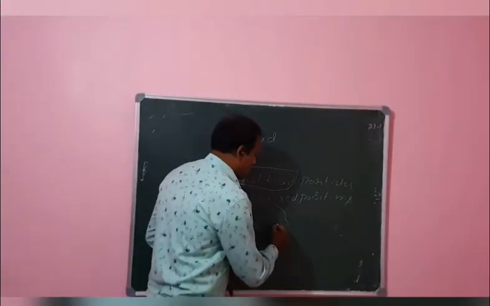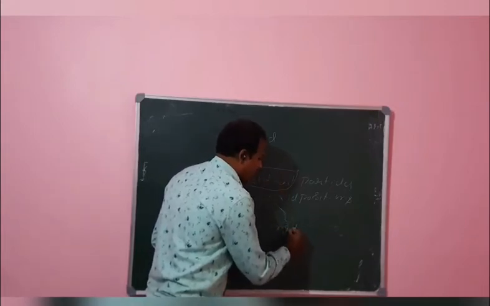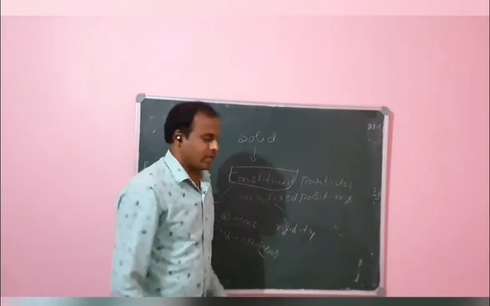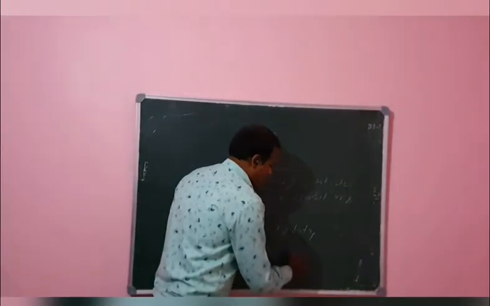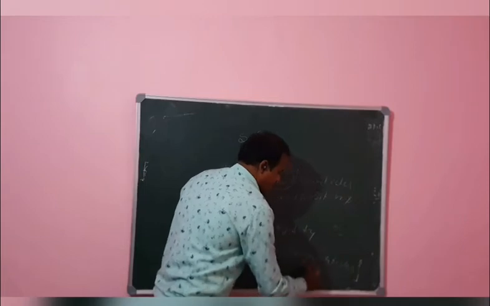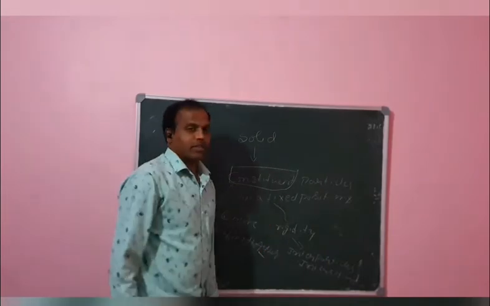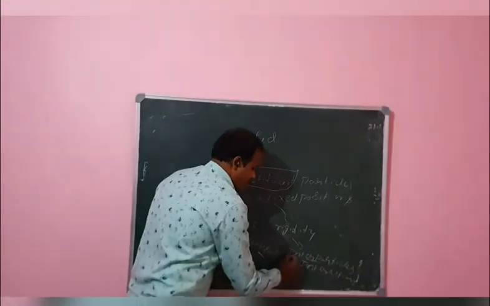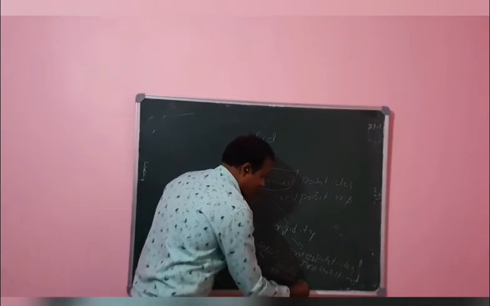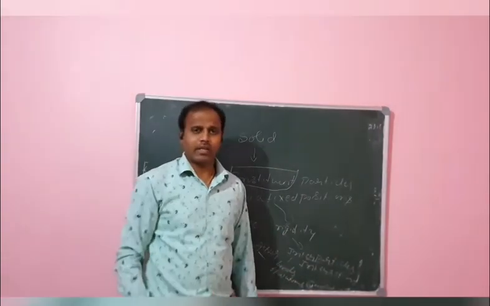Another name for this property of a solid is rigidity. What is rigidity? Rigidity is the interparticle interactions. What are interparticle interactions? They are the bonds between the atoms and molecules.